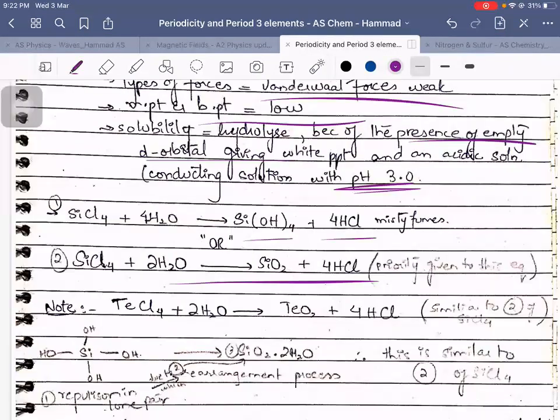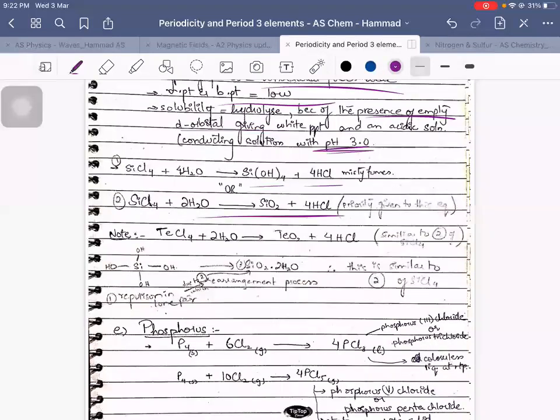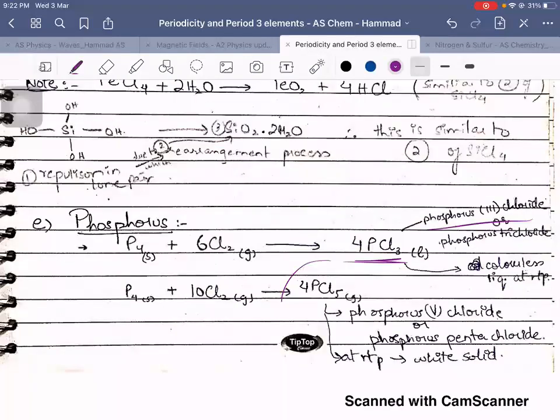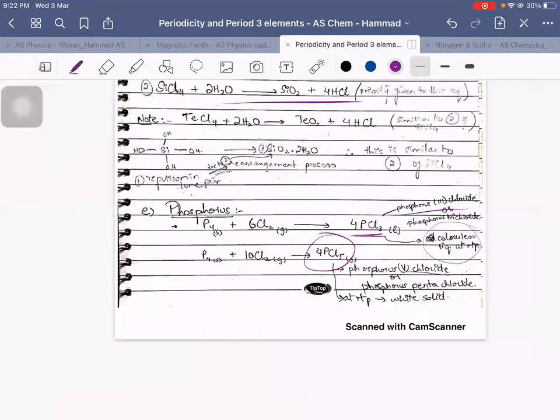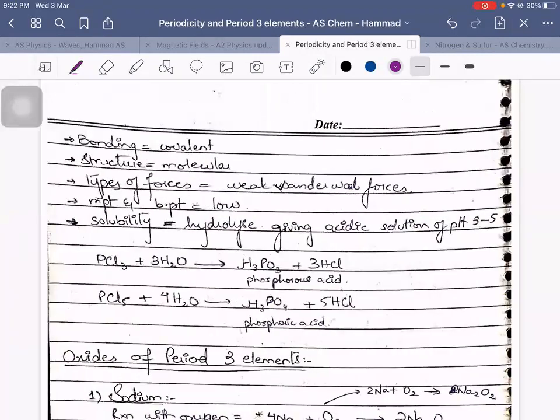Phosphorus reacts with chlorine to form PCl3, which is phosphorus(III) chloride, or it could also form PCl5, phosphorus(V) chloride. PCl3 is a colorless liquid at RTP, PCl5 is a white solid at RTP. Bonding is covalent, structure molecular.